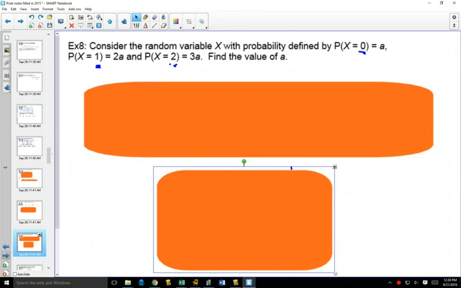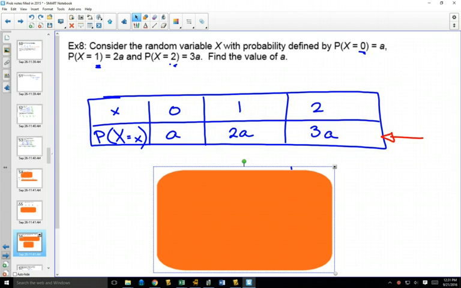Consider random variable X defined with probability of X equals 0 equal to a, X equals 1 equal to 2a, and X equals 2 equal to 3a. So again, this is an example of an IB question where the context is taken out. All we can do is rewrite this as a probability distribution chart. They've told me all the different possibilities are 0, 1, and 2, and the probabilities of each one are a, 2a, and 3a.